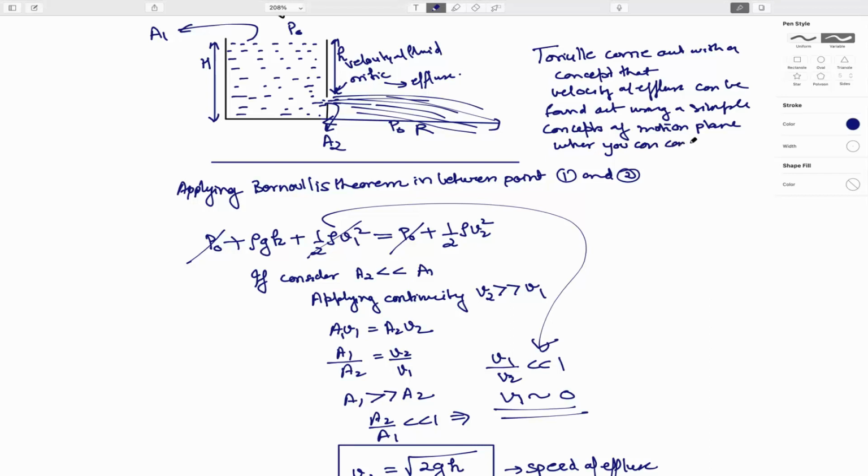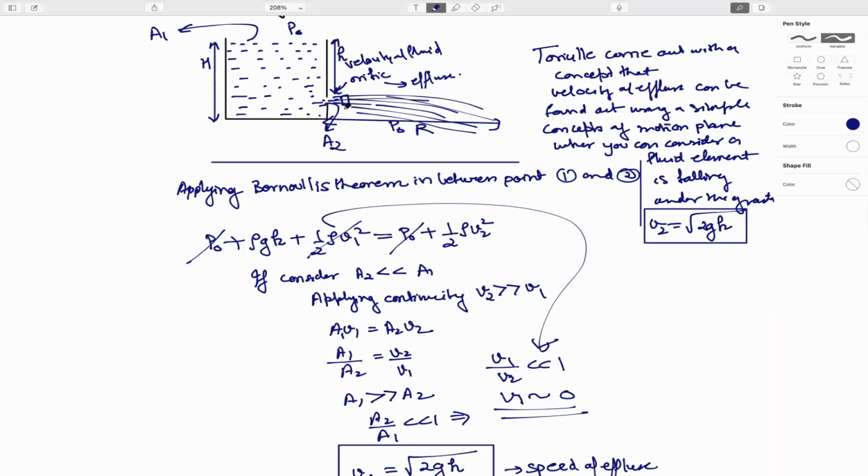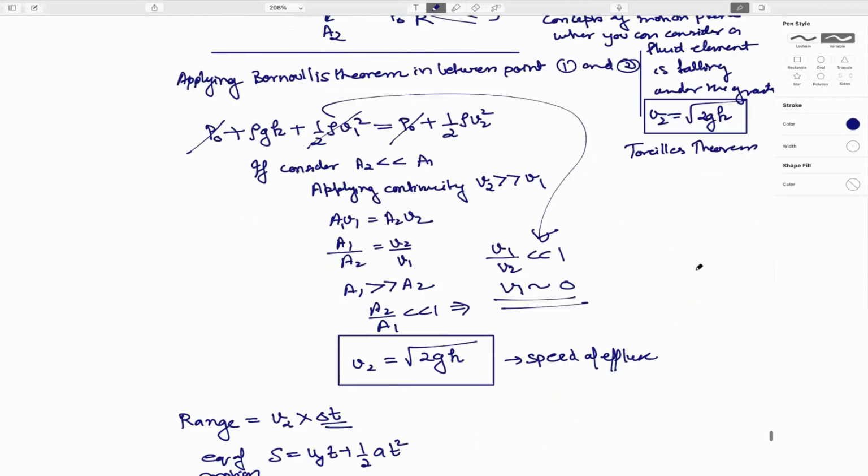you can consider a fluid element falling under gravity, and you find the velocity directly. So the velocity is from 2gh, that is the energy gained by this fluid element, and for the fluid element falling from here to here, Vn is equal to the square root of 2gh. So that is Torricelli's theorem. That is the concept related to this.